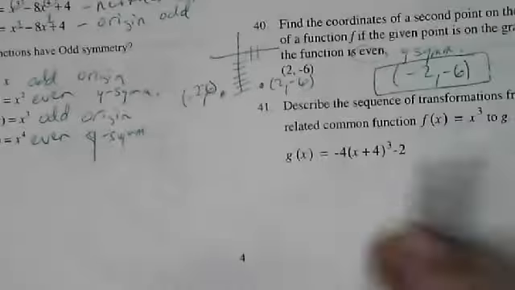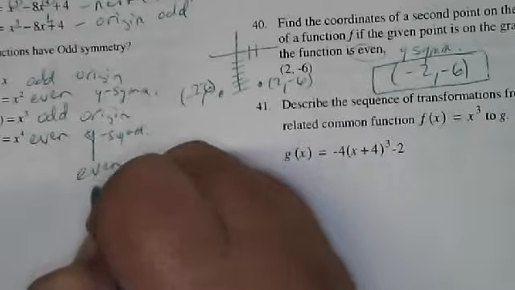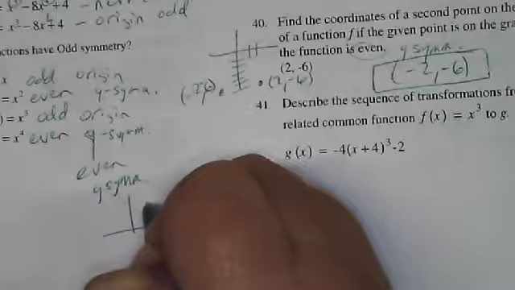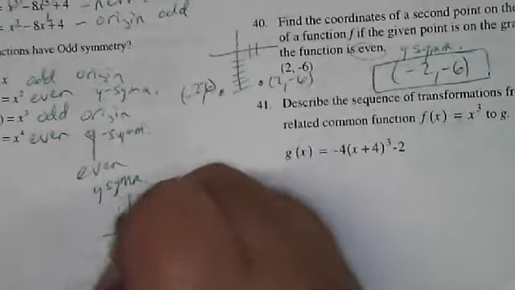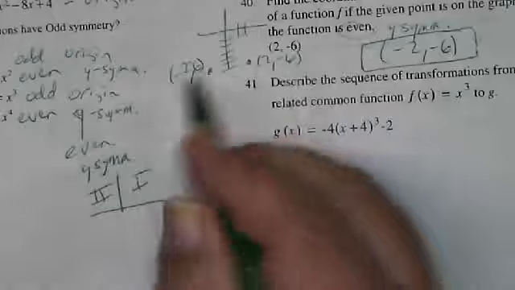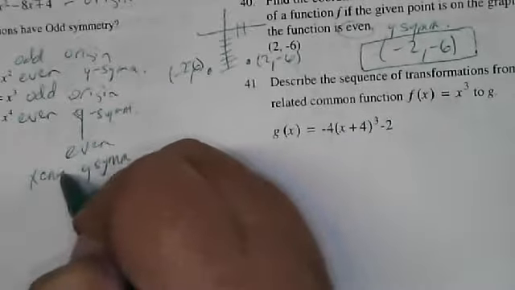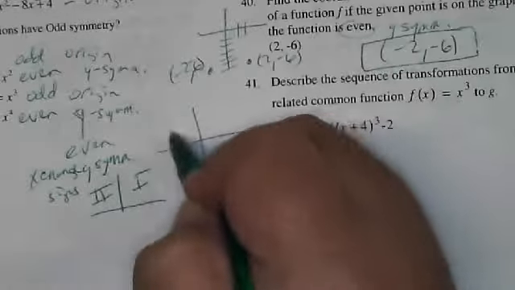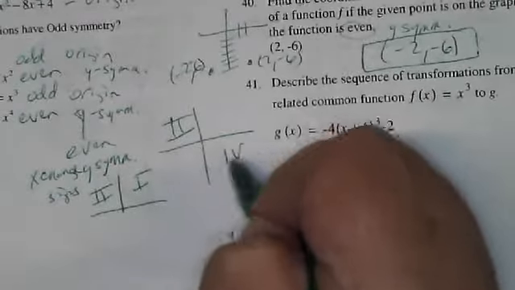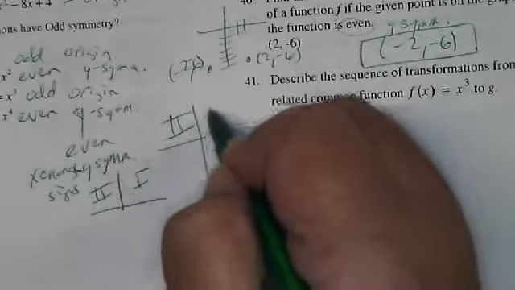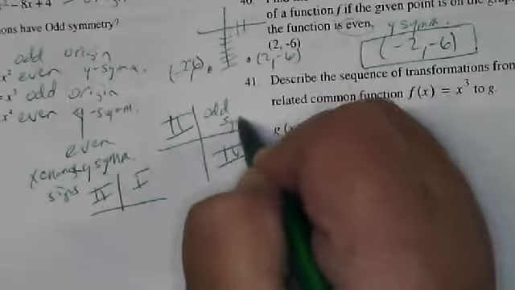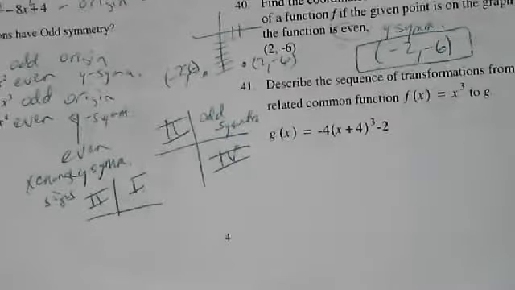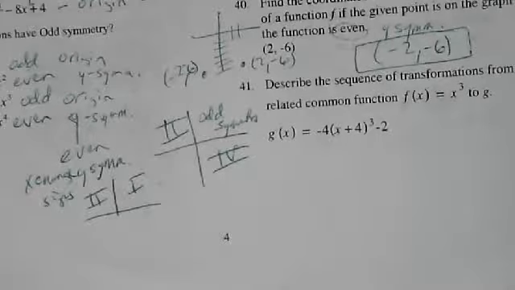Just want to go over that one more time. The even is y symmetry, and whatever is here in quadrant 1 is also true in quadrant 2. The x changes signs. And if it's odd, whatever is true for quadrant 2 is true for quadrant 4. This is odd symmetry. And that's the difference between those two.